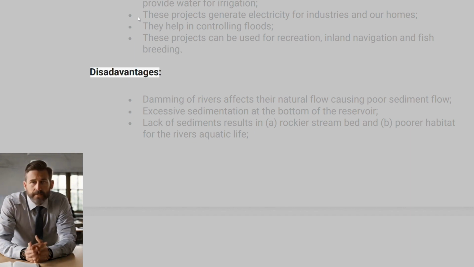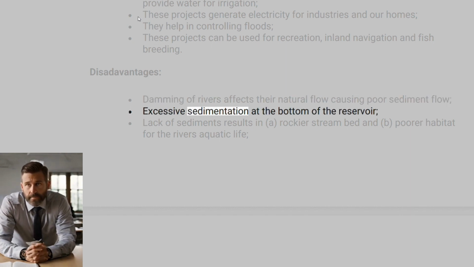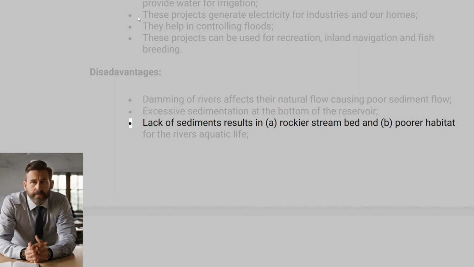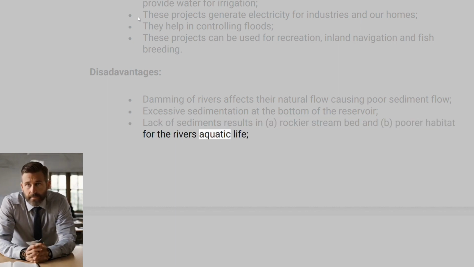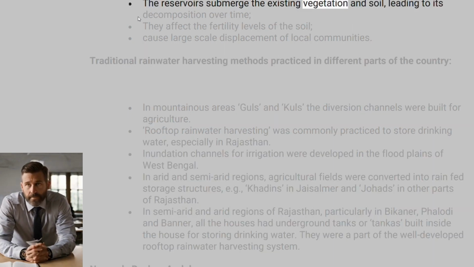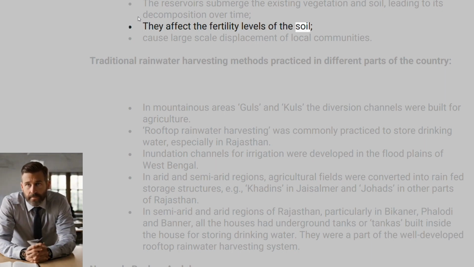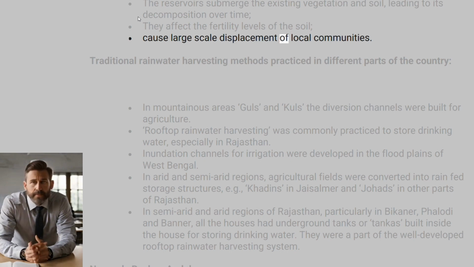Disadvantages. Damming of rivers affects their natural flow, causing poor sediment flow. Excessive sedimentation at the bottom of the reservoir. Lack of sediments results in a rockier stream bed and poorer habitat for the river's aquatic life. The reservoirs submerge the existing vegetation and soil, leading to its decomposition over time. They affect the fertility levels of the soil. They cause large-scale displacement of local communities.